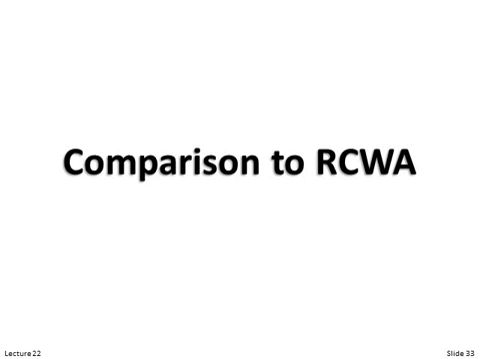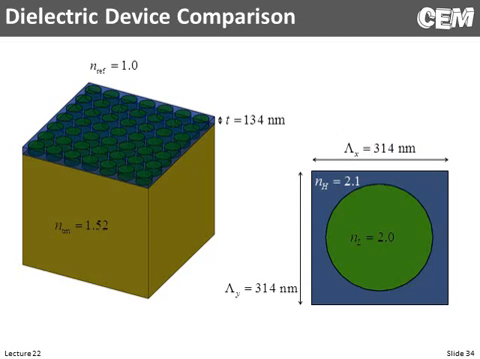Now I want to give you a very quick comparison to rigorous coupled wave analysis to give you an idea of the differences between these methods. So here's an example device. It's a square array of dielectric cylinders, and refractive indices are relatively low. The highest refractive index is 2.1. And remember I said rigorous coupled wave analysis is best applied when we have low to moderate index contrast. This certainly fits into that.